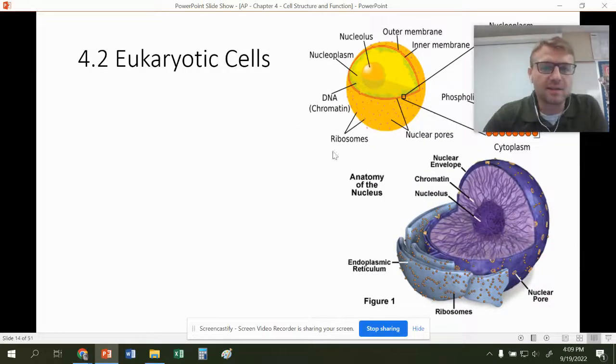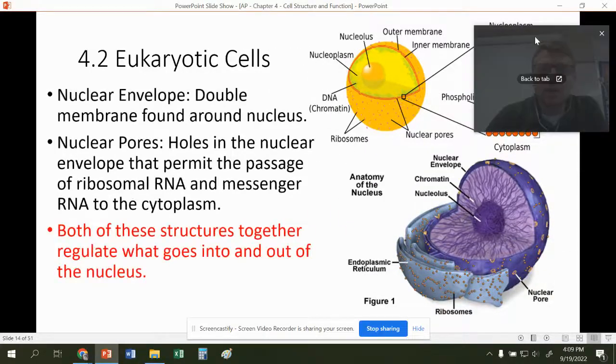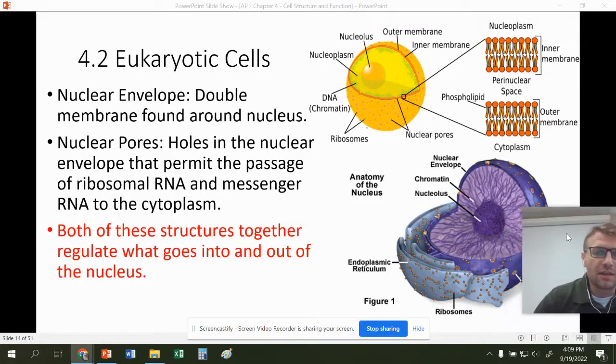All right, the last slide in section 4.2. The nuclear envelope. So this is the outside of the nucleus. This is the double membrane that we find. This is what protects the DNA and is the regulator of what goes into and out of the nucleus. Nuclear pores. These are the little holes within the nucleus that allow for the passage of rRNA and mRNA to go back and forth between the nucleus and the cytoplasm. Now, both of these structures together regulate what goes into and out of the nucleus.